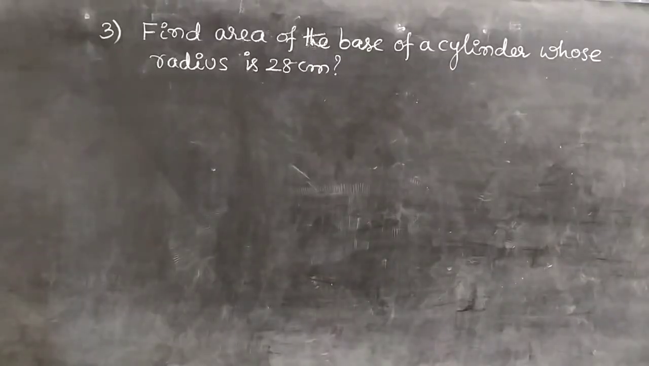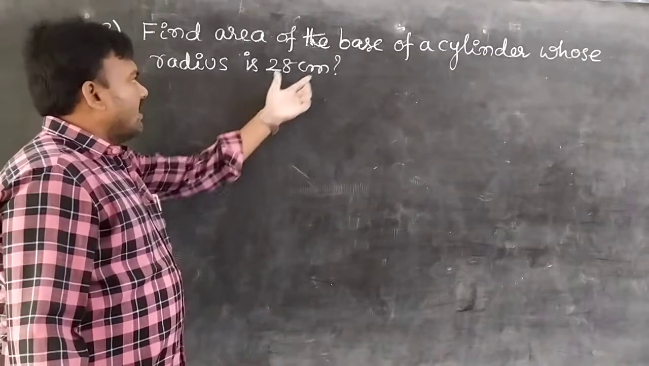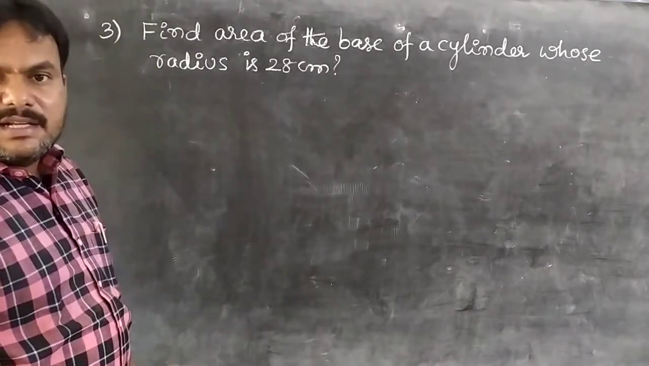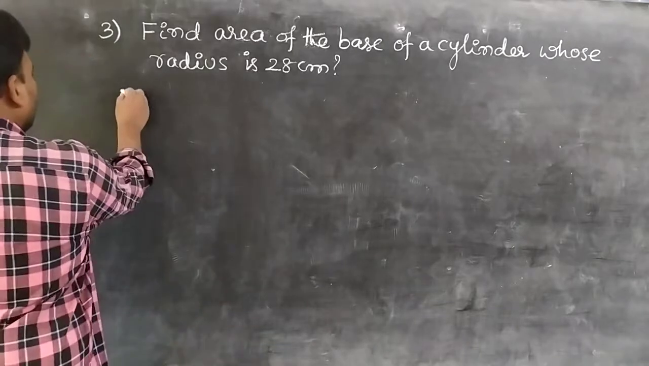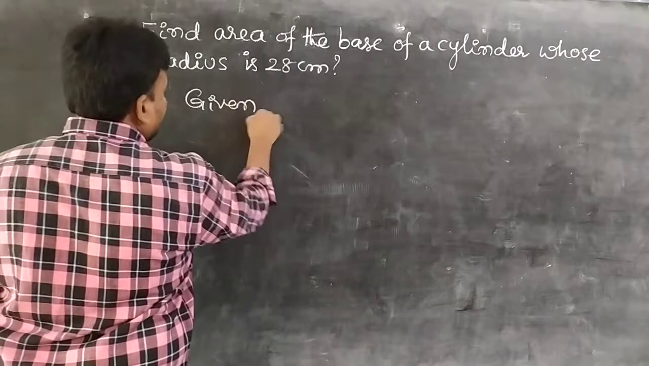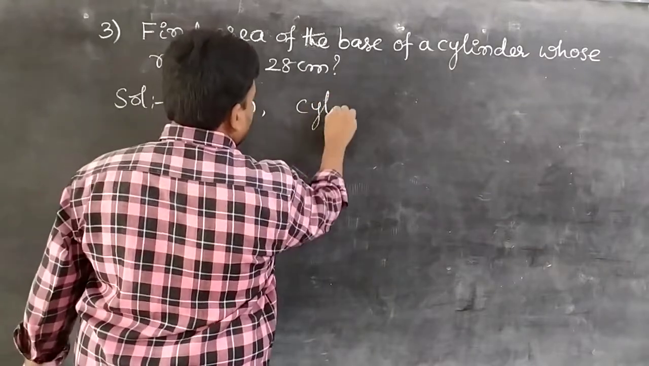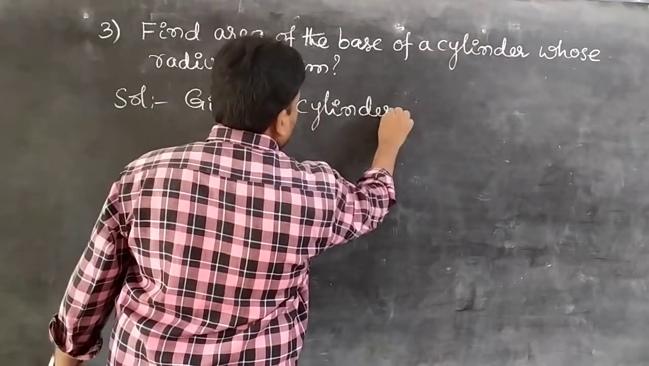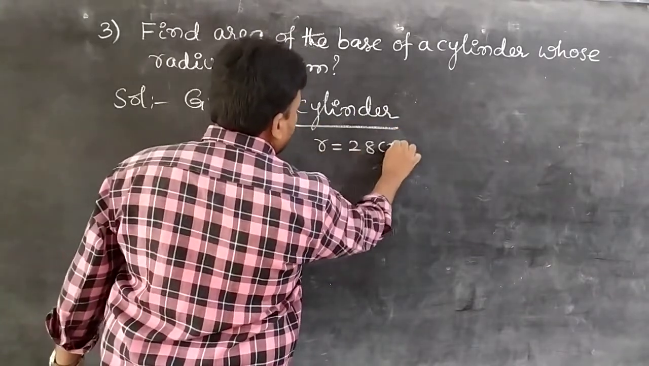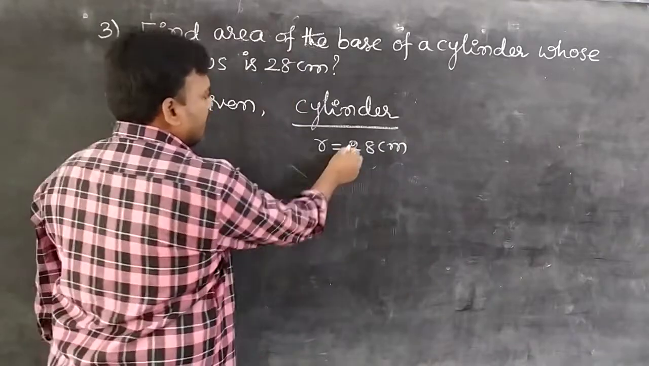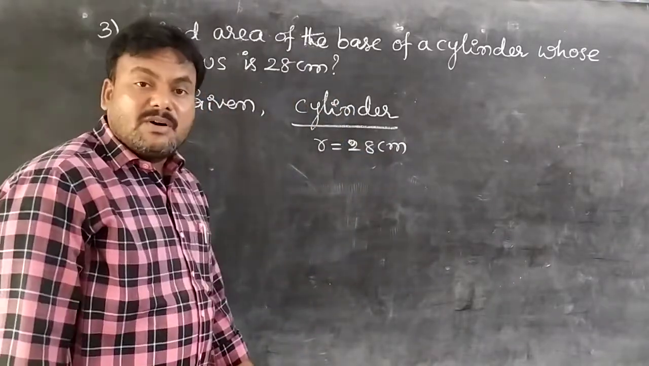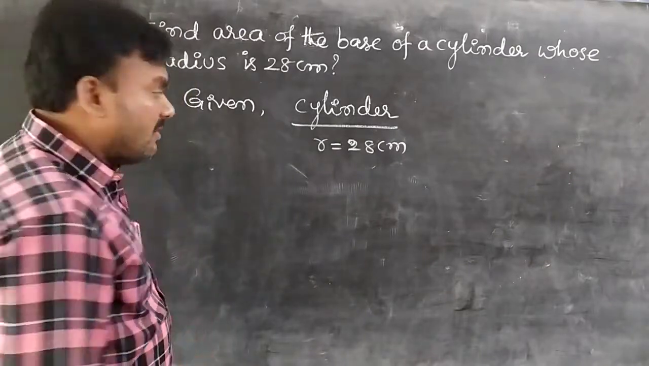Right. Next, the third one. Find the area of the base of a cylinder whose radius is 28 centimeters. So observe the solution here. Solution given. Cylinder taken, students. What is given? r equal to 28 centimeters, radius. Then the base is in the form of a circle. The base is in the form of a circle.